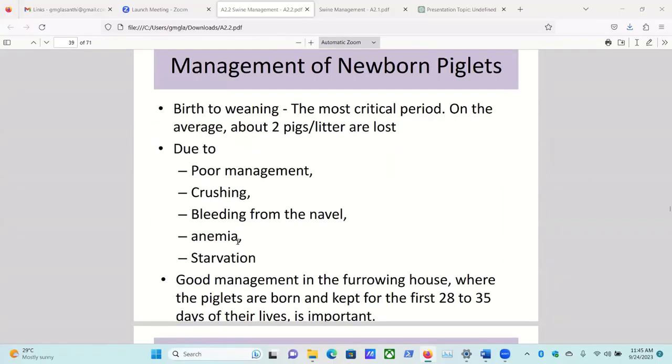So management in newborn piglets. Now we will discuss how we manage them from birth up to weaning. Weaning means we stop suckling milk from the mother. This is the most critical period because the mortality rate is so high.